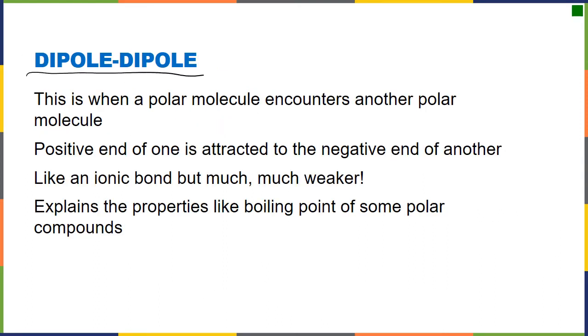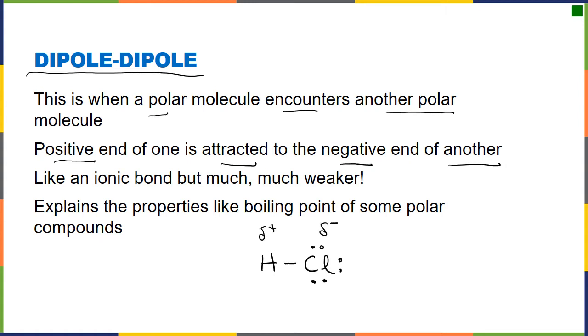So, dipole-dipole. This is when one polar molecule encounters another polar molecule. The positive end of one of them is attracted to the negative end of another. So if we go back to that HCl case that we had before, we know that HCl looks like this. This end is partial positive. This end is partial negative. Remember this being partial, which simply means a little.